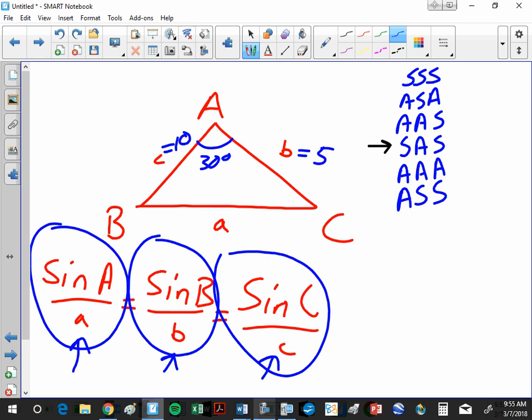Right. So if I tried to use the A's, the sine of 30 over little a is equal to, and then I have to either choose B or C, the sine of C over 10. Is that going to work? No, why not? I have two variables in one equation. That's a problem. Okay. What if I switch the C's with the B's? I can't because it's not a 90-degree triangle. There's another formula that we'll get to later. So what I'm showing you is side, angle, side doesn't work for the law of sines.